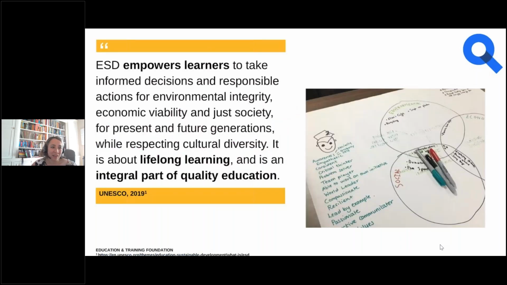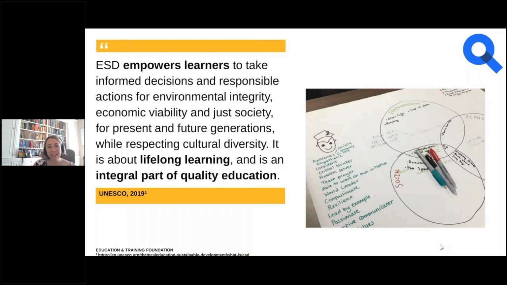So in terms of ESD itself, Education for Sustainable Development is all about the learner. It's all about how are we equipping learners to be able to make informed decisions and take responsible actions in their lives and in their careers that really help support economic integrity, environmental integrity, economic viability, and a just society. And I think the sustainability challenges, and indeed the sustainability solutions that we have currently in 2022, are going to look really different from the challenges that we have in society across the world in 10 years' time, 15 years' time, so on and so forth.